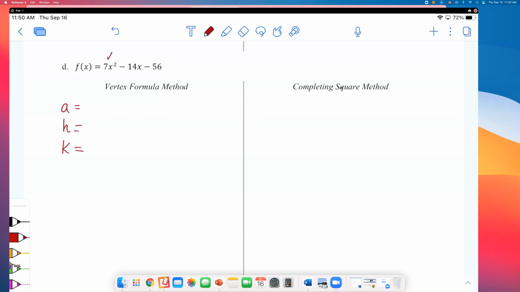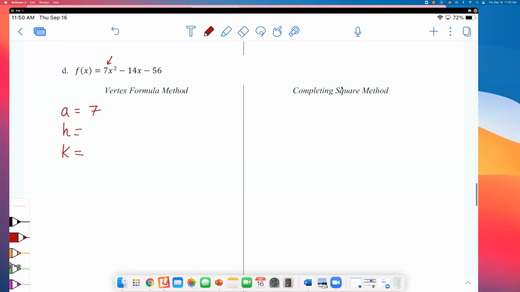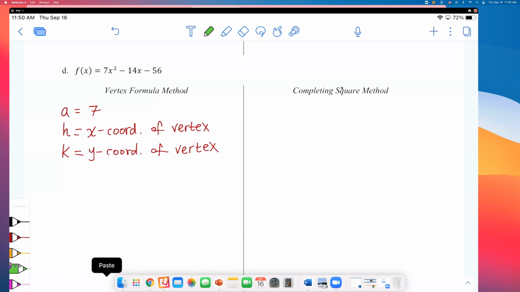A is 7. That one we don't really have to do any work to identify. We just have to find that leading coefficient. But remember, h and k are the x and y coordinates of the vertex. So h is the x-coordinate of the vertex, and k is the y-coordinate of the vertex.